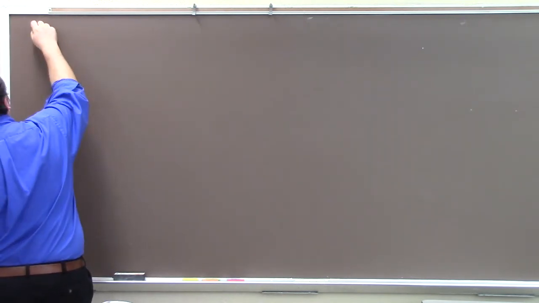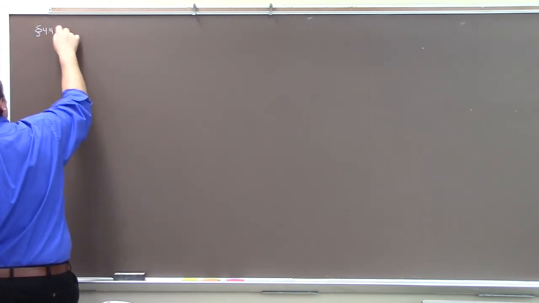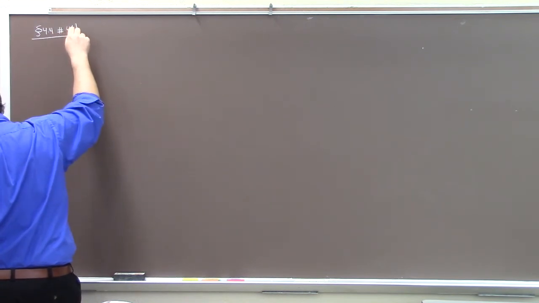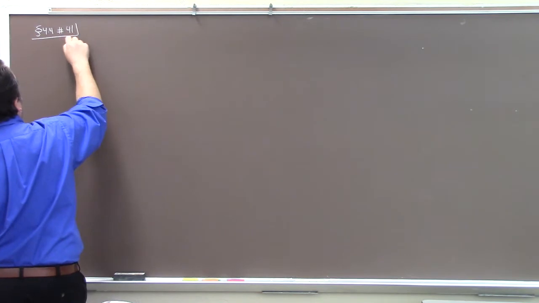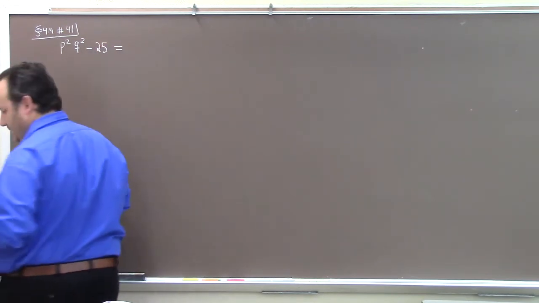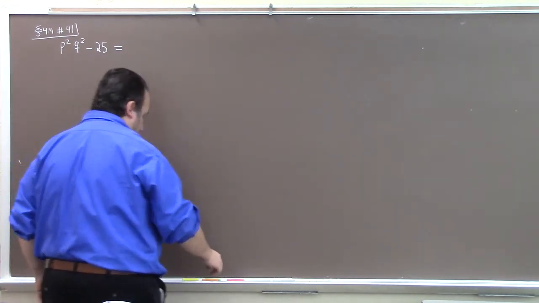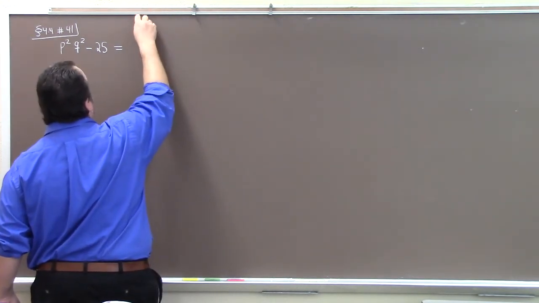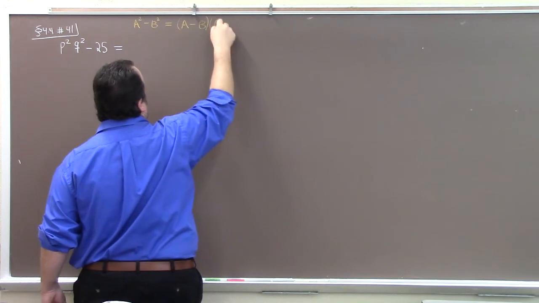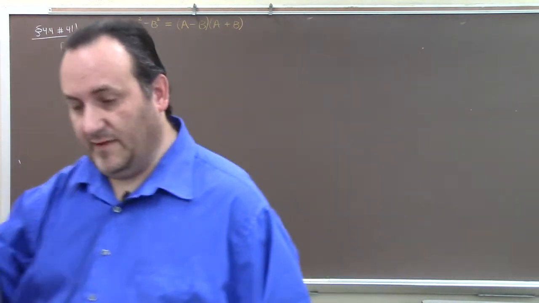So here's one. This is probably section 4.4, number 41. Here we're asked to factor P squared Q squared minus 25. A lot of these problems, the critical idea that we must remember is this: A squared minus B squared is A minus B times A plus B. So if we can look at a problem as the difference of squares, then we can factor it.